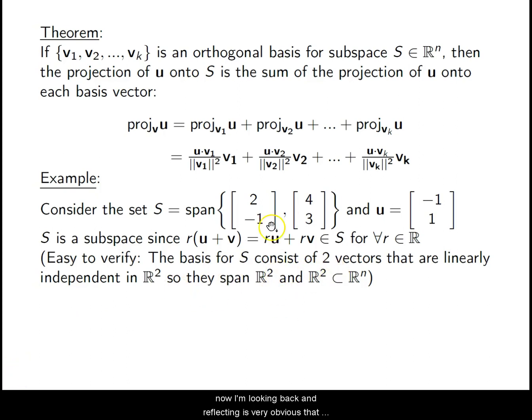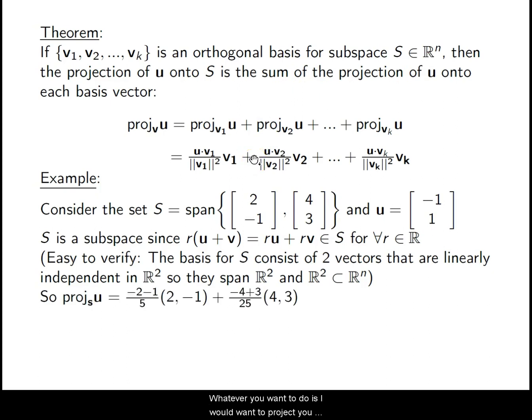Okay, so as I go through this problem right now, I'm looking back and I'm reflecting. It's very obvious that these two are not orthogonal to each other. So this is not an orthogonal basis for S. So apologies that this example is off, but let's just go ahead and run through it as if that was the case. So let's say that these were orthogonal. If I wanted to project U onto these basis vectors, because we don't know yet how to form an orthogonal basis, we're going to talk about that soon.